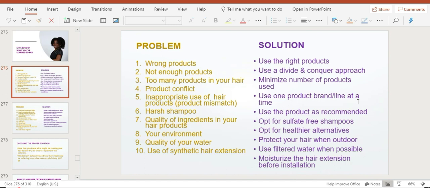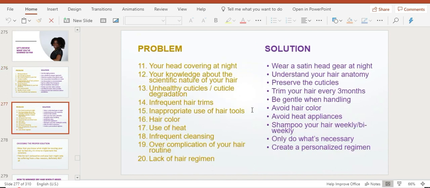The 11th reason we went over was your head covering at night. How do you protect your hair at night? How does your hair go to sleep? I recommended wearing satin gear. It could be a satin bonnet, satin scarf, satin pillowcase, satin bed sheets, whatever it is that you find the most comfortable.